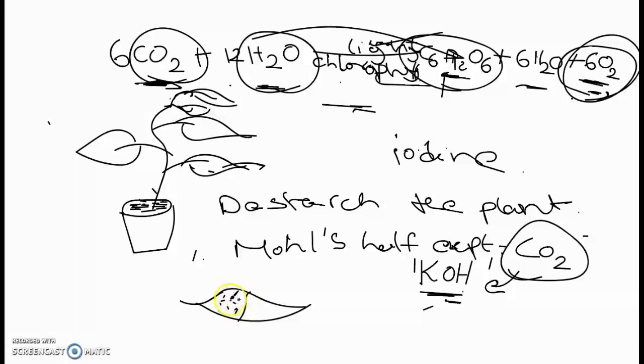Here you have the presence of starch, proving that photosynthesis took place in this part of the leaf, because all the requirements are available. You have water, you have sunlight, you have carbon dioxide, you have chlorophyll, everything is present in this half of the leaf. Whereas for the portion of the leaf in the glass jar, all the other requirements are given.